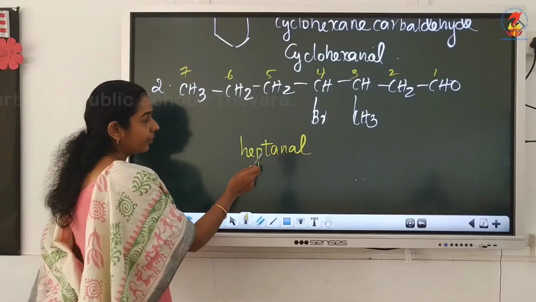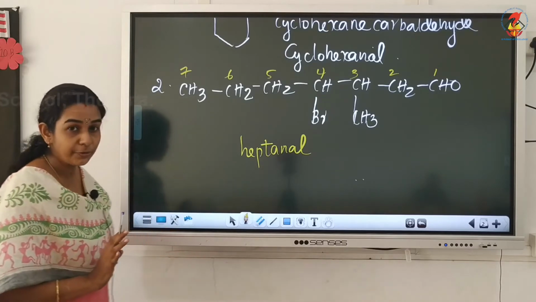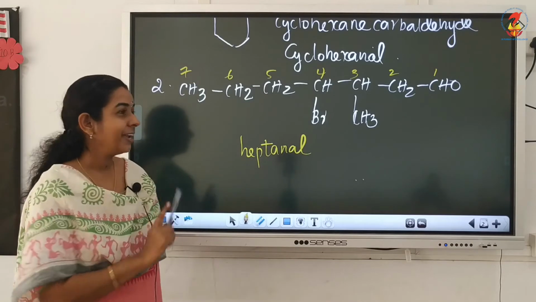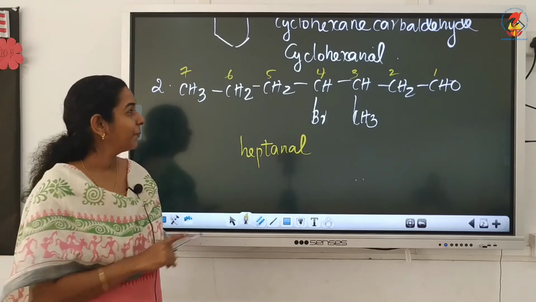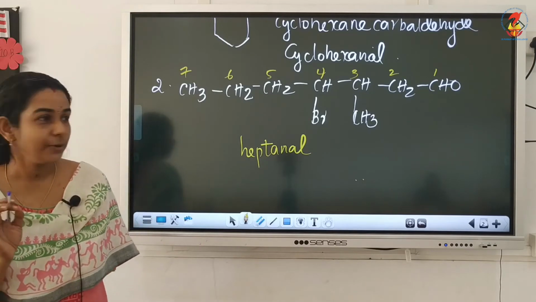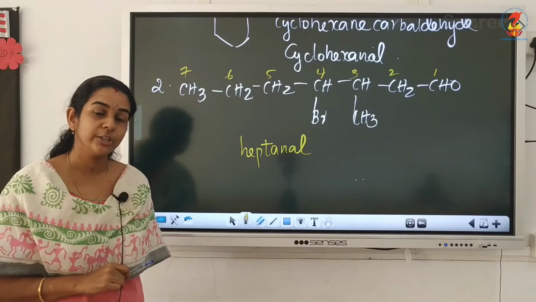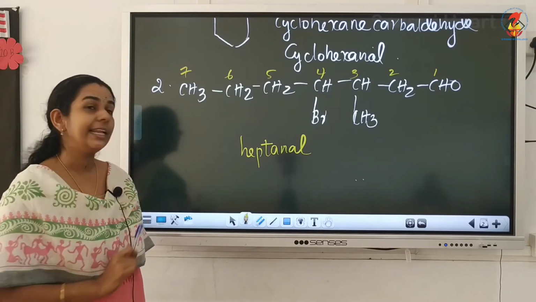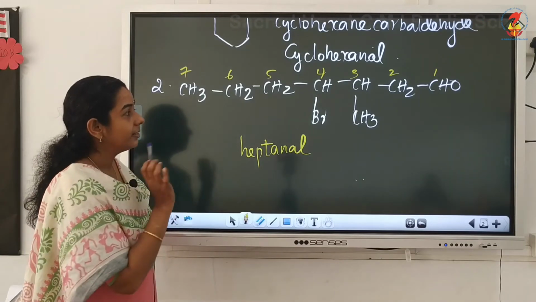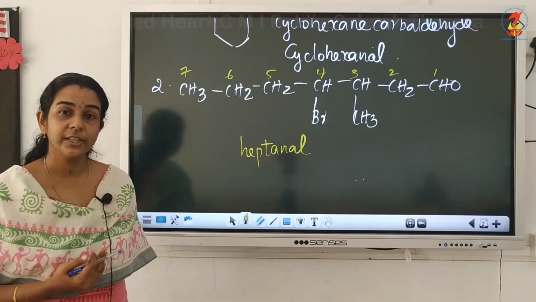So word root ready, primary suffix, secondary suffix. Now we have to write only the prefixes. Here we have two prefixes, one is bromine and one is methyl group. So prefixes we have to write in alphabetical order. Bromine or methyl, which will come first according to the alphabetical order? Definitely bromine. So whenever we write the name of any functional group or suffixes, we have to mention the position.